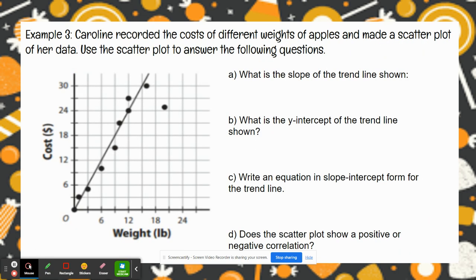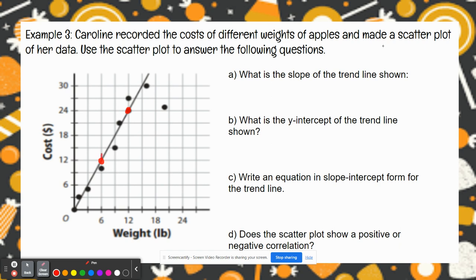Example 3: Caroline recorded the cost of different weights of apples and made a scatter plot of her data. Use the scatter plot to answer the following questions. What's the slope? We have a trend line here, but if you notice, we don't have very many points that actually hit on top of the trend line. This one's close, it touches it, and this one's close, but it is also at an intersection, because I need intersecting points in order to create that. Even though some of the other dots might not be on there, I can pick any points at intersections. It doesn't have to be a point on the scatter plot itself. It just has to be a point from the trend line because we're making an equation of the trend line.